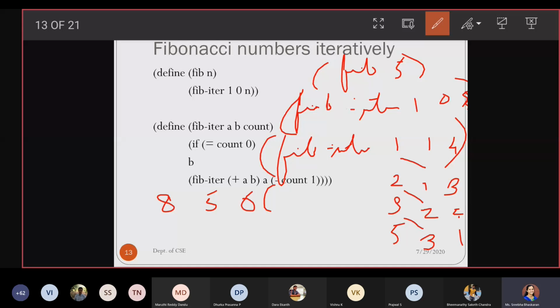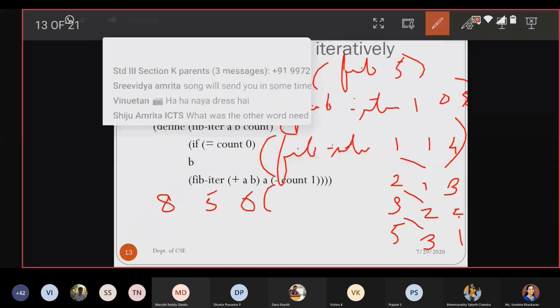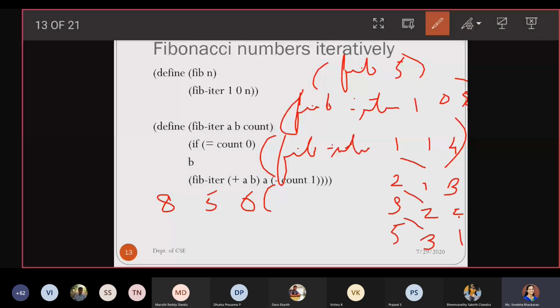So fib of, somewhere I went wrong. Yeah, fib of 5 is 5 only, right? So 0, 1, 2, 3, 4, 5. Yeah, fib of 5 is 5. So it will just return the value 5. Fib of 6 is 8.